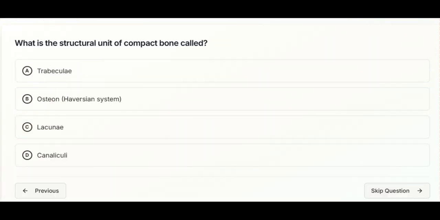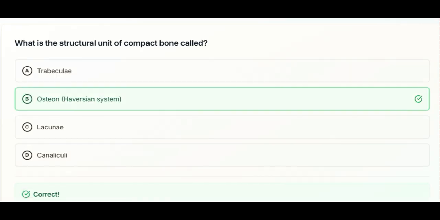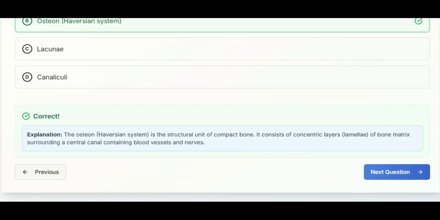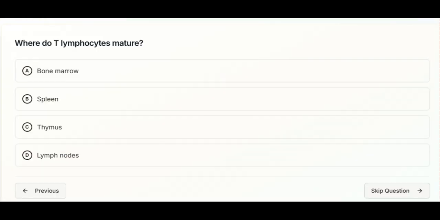What is the structural unit of compact bone called? Osteon. The osteon is the structural unit of compact bone. It consists of concentric layers of bone matrix surrounding a central canal containing blood vessels and nerves.